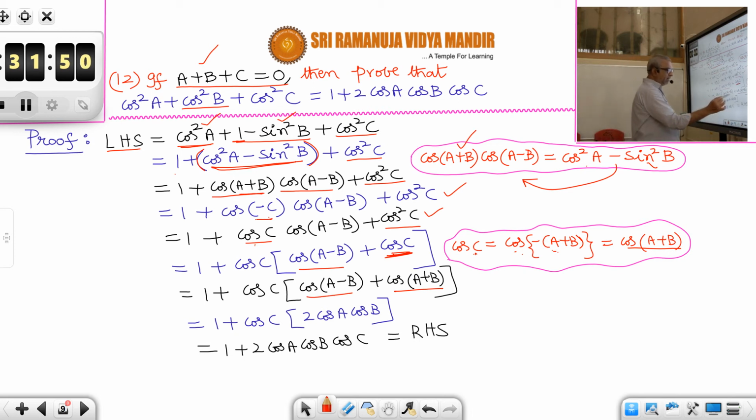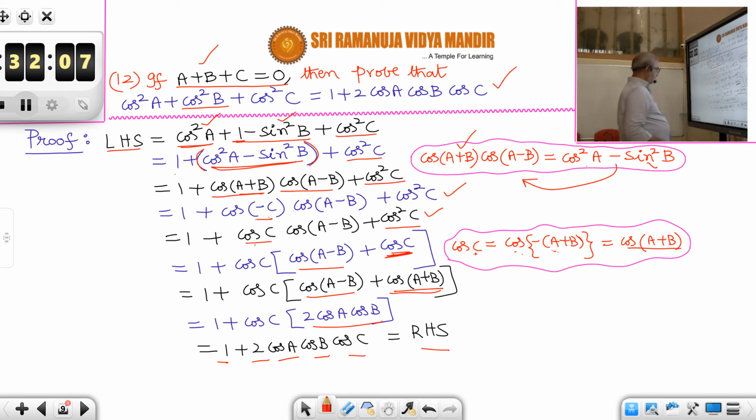Now what is in the bracket? Cos a minus b plus cos a plus b is 2 cos a cos b. So therefore finally you get 1 plus 2 cos a cos b cos c. That is the right hand side.